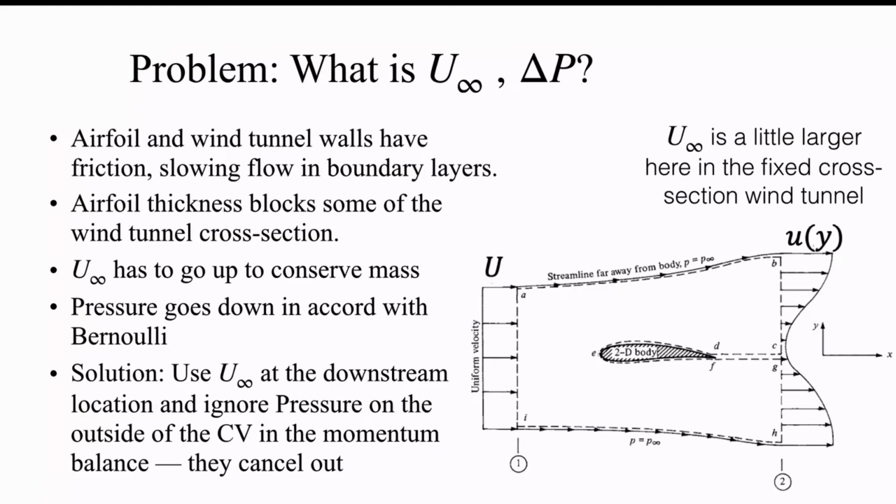Fortunately, it turns out that if we just use the U infinity at the downstream location to calculate our momentum deficit instead of the U infinity at the upstream location, we can ignore the pressure and the two effects cancel each other out. And you're welcome to do the rather more complex integration that goes along with that.